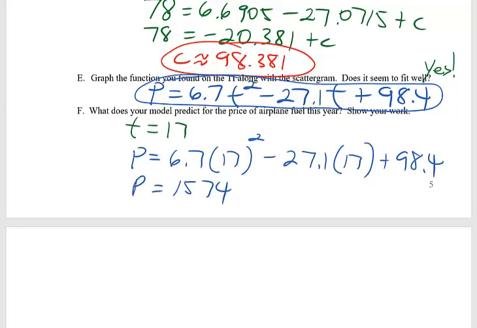That comes out to be 1574. Remember, the units on that are cents per gallon. The more normal way to describe that would be $15.74 per gallon. Is that true? It seems a little high to me. I suspect that prices went down, that they didn't just keep going up in those last several years. But nonetheless, this is what our model predicts.